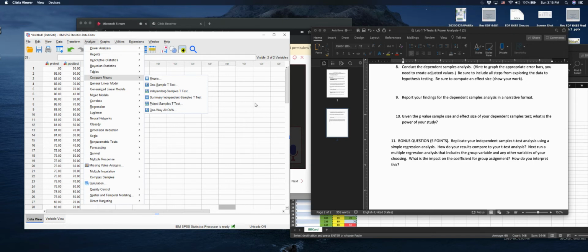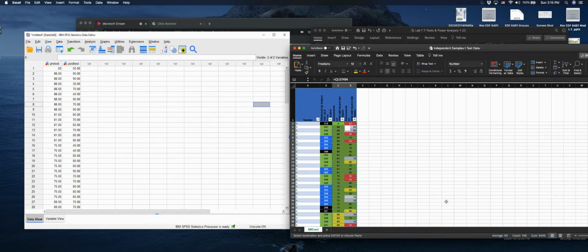What I would like to do is show you that I copied a pre-test score and a post-test score for the same class with the same teacher. I copied the data into SPSS.